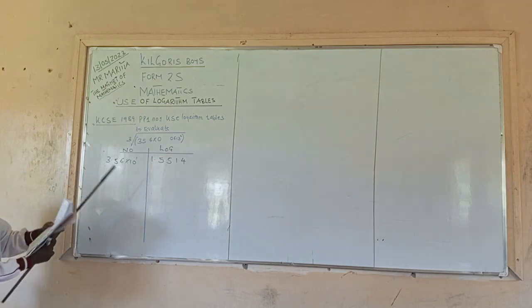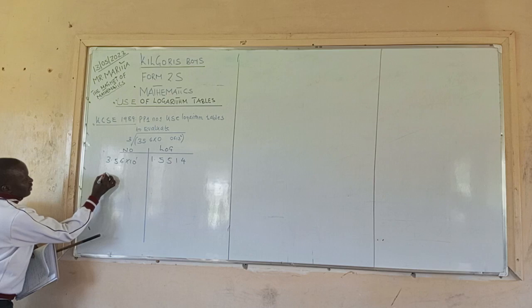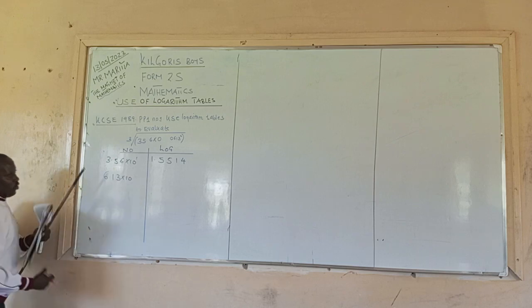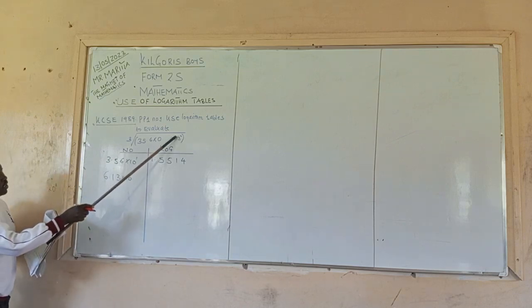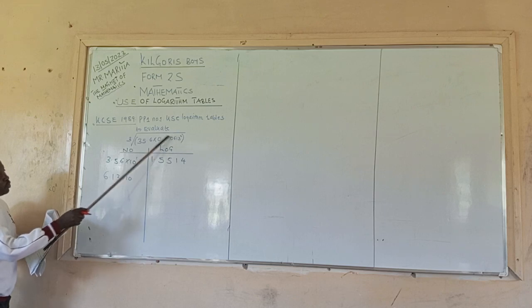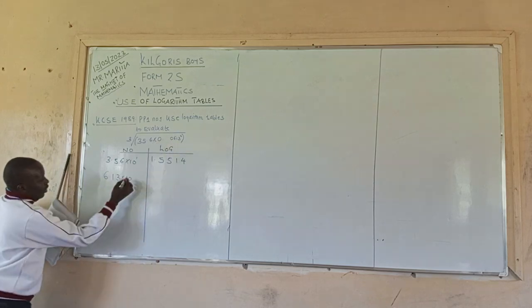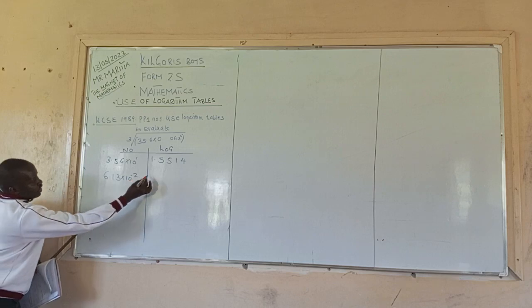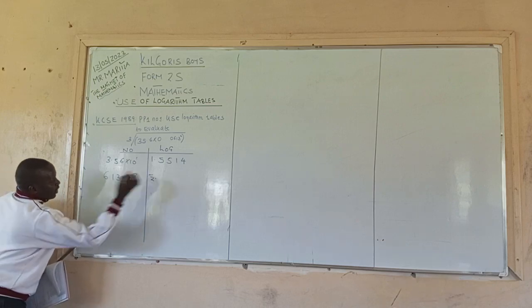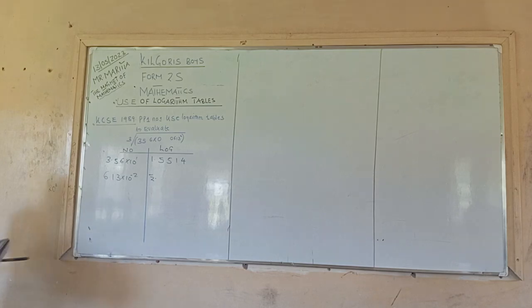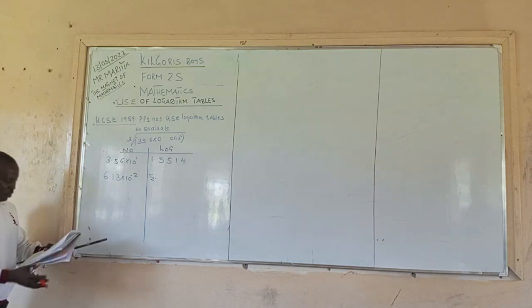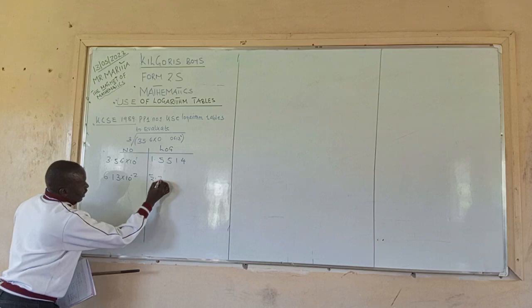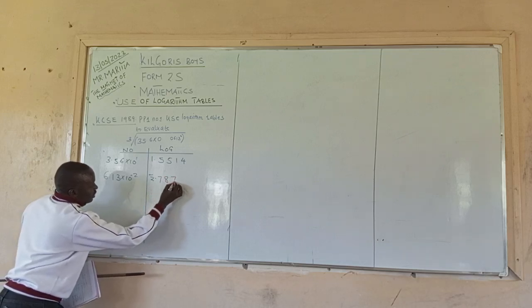The other number we have is 0.0613. We can write this in standard form as 6.13 times 10. We have a decimal number here, so we need to count backwards: 1, 2. Because we are counting backwards, we have negative 2. So this negative 2, we bring it here as 2. Then we read the logarithm of 6.13 from our table, which is giving us 7875. So we have 78, then 75.